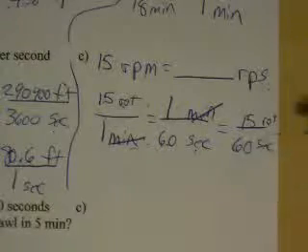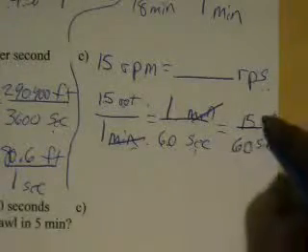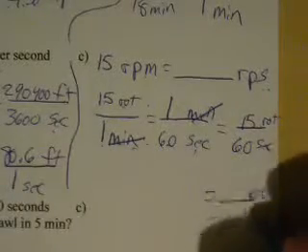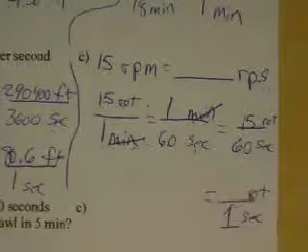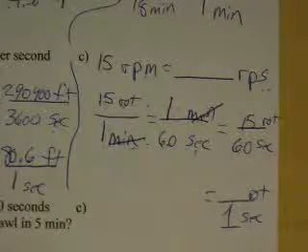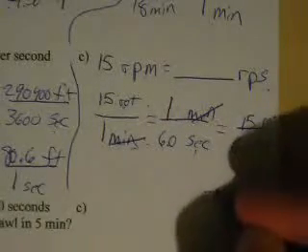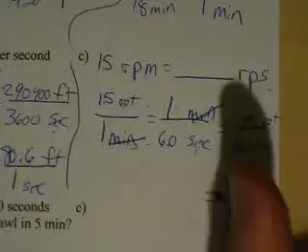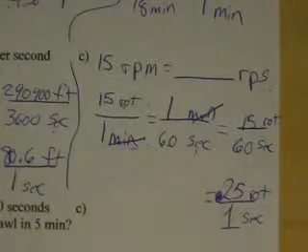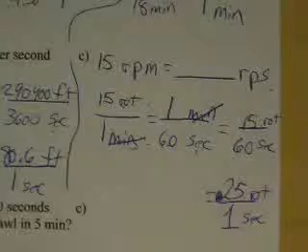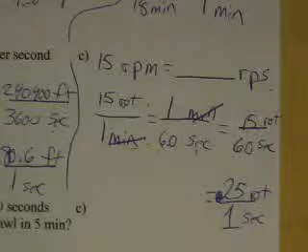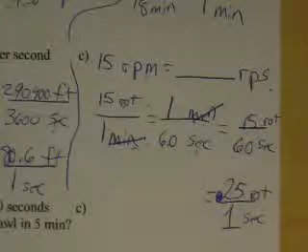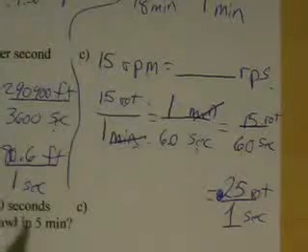I need a unit rate. Divide by 60, divide by 60. And how many rotations per 1 second do we get? If you divide, hopefully you found 0.25. In 1 second, it does a quarter of a turn, 1/4 of a turn, 25%. A little complicated. We can go back over this a little bit more later if you'd like.